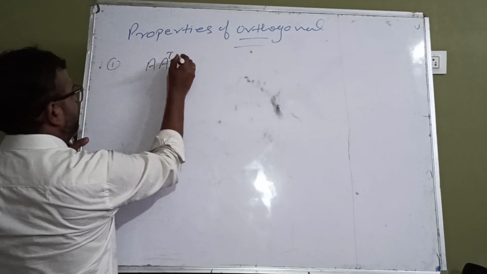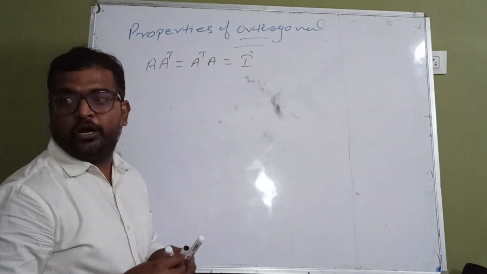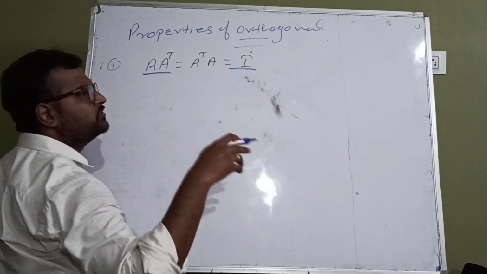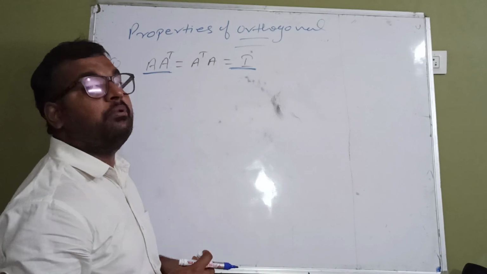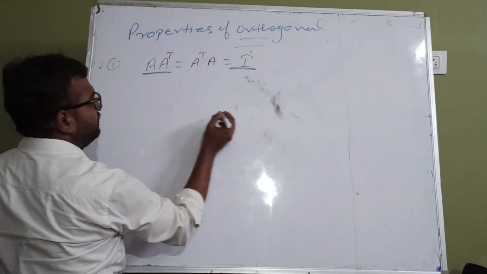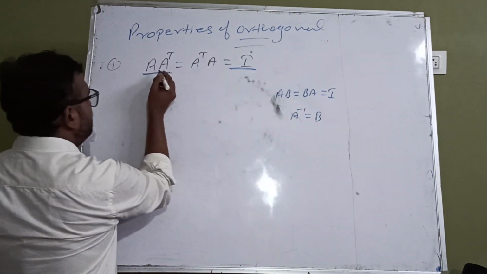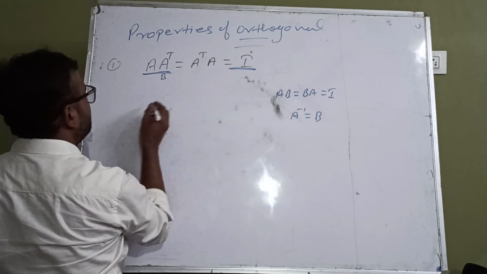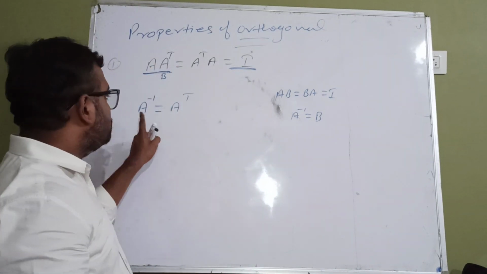actually, by the definition, A into A transpose equals A transpose into A, that is equal to I. Now just remember the point: if two matrices we are multiplying and we are getting I, what is the condition for this? We can say that this is the condition for the invertible matrix. And what is the invertible matrix? If AB equals BA equals I, then A inverse equals B. So for the time being, suppose this is your B, then AB equals BA equals I, then we can say here A inverse equals A transpose.